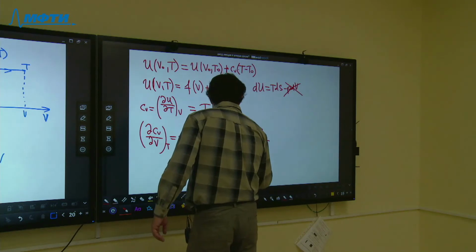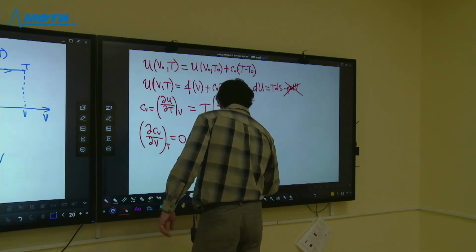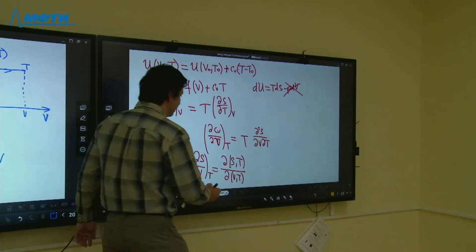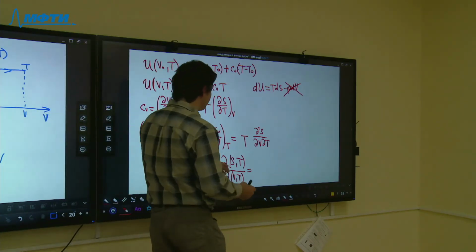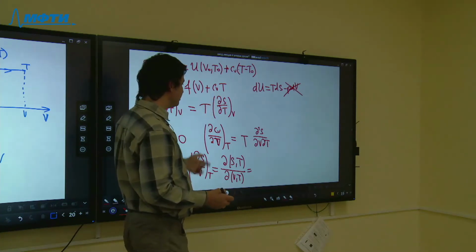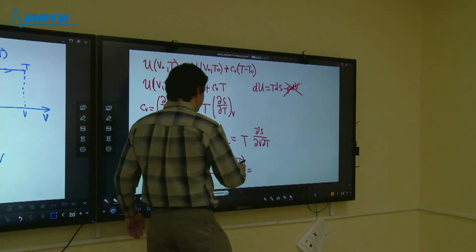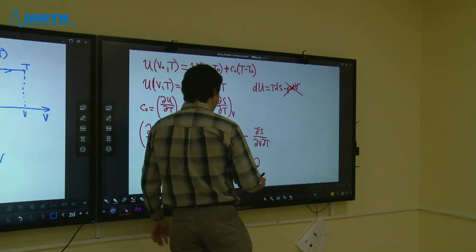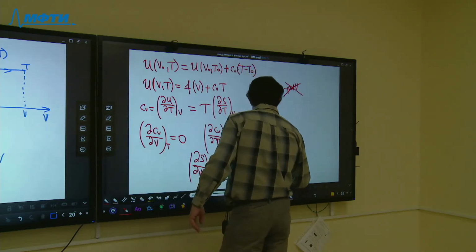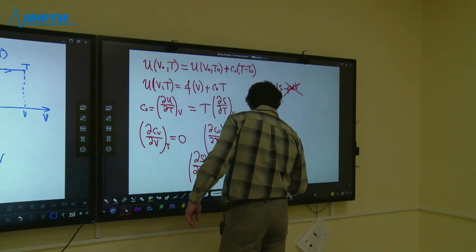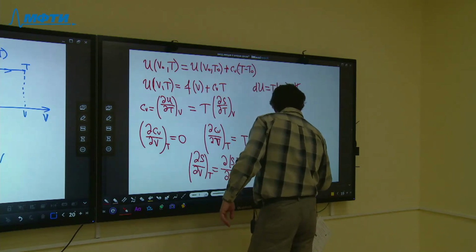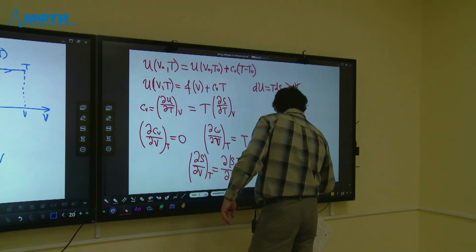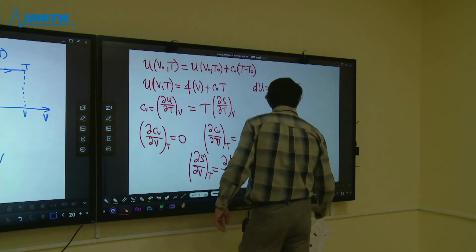So let's write it. Here I go, d(S,T) over d(V,T). That's Jacobians. And as I said in the previous lecture, once I go from the TS diagram to the PV diagram, the area doesn't change. So that means that I can replace this (S,T) with (V,P), again over (V,T). And that gives me the derivative of pressure over the temperature at the fixed volume.